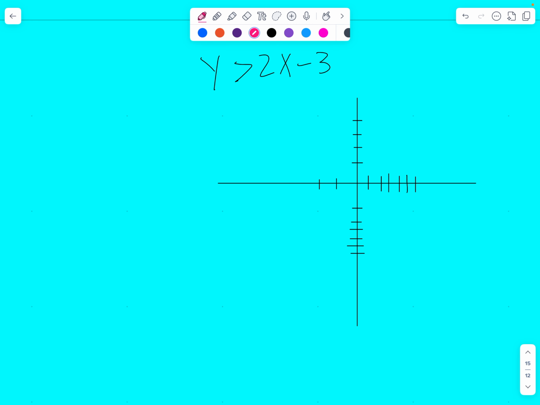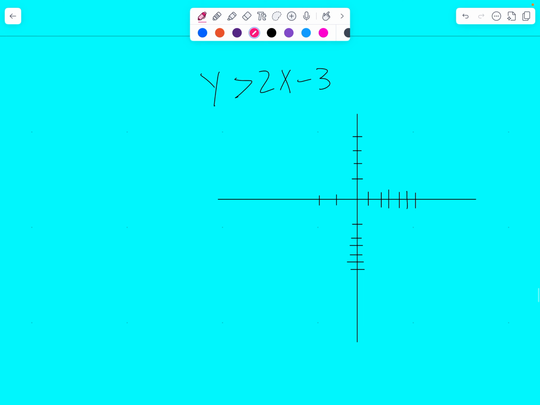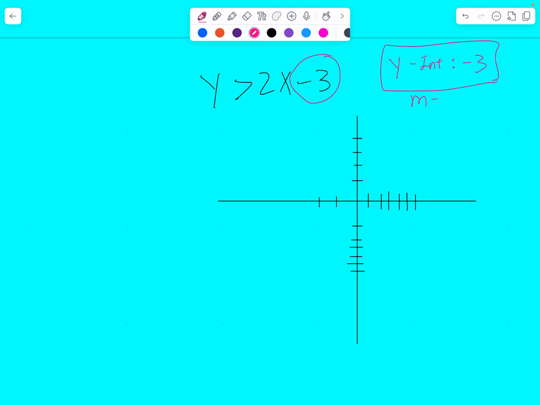So they told us in this problem, they said y is greater than 2x minus 3. Let's identify the b, also known as the y-intercept. Well, I know that would be negative 3. From my last video, you guys should watch it. Negative 3. Now, I know my slope, you can just write slope equals or m equals, it's the number in front of x, 2.